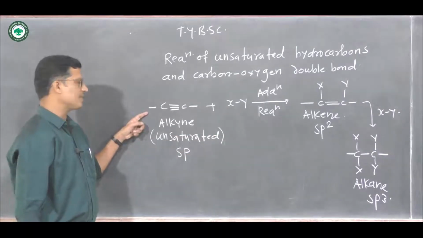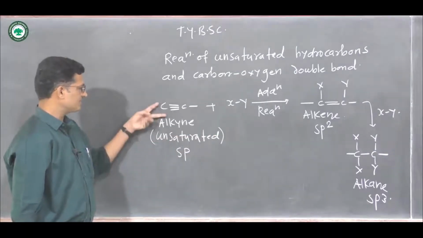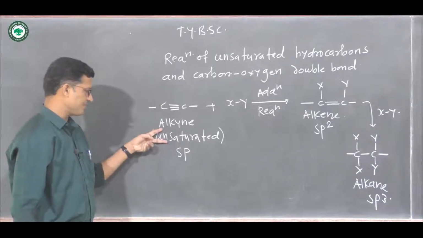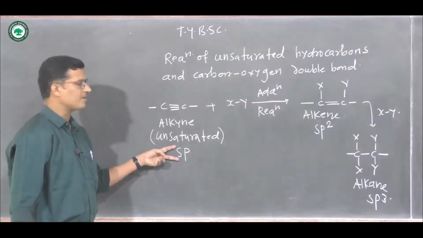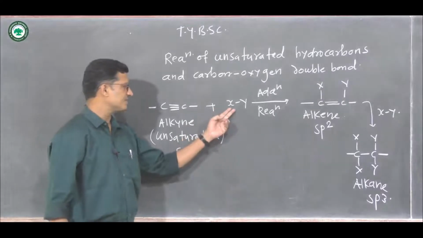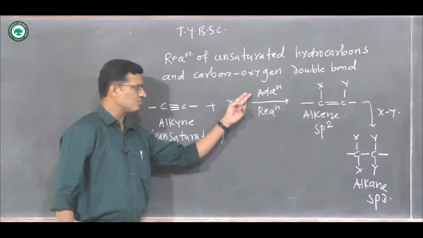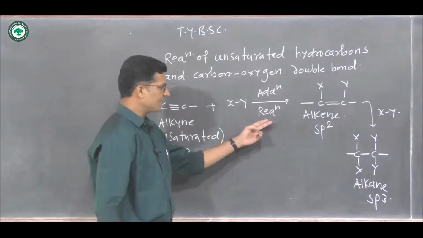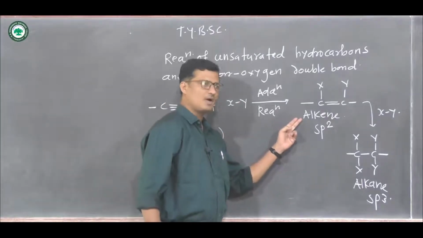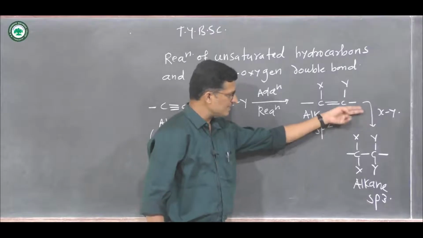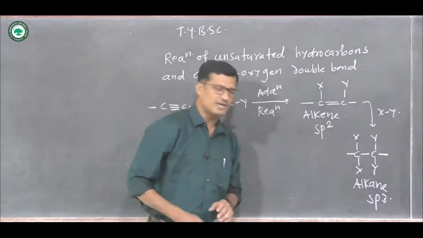And what happened in case of addition reactions? You take first the alkyne, it is unsaturated, the carbon having sp hybridization, XY is a reagent and it is added to the carbon-carbon triple bond. When the first molecule is added, then we get the alkene. And when the second molecule is added to the alkene, then we get alkane.